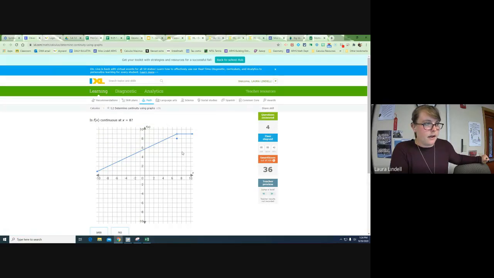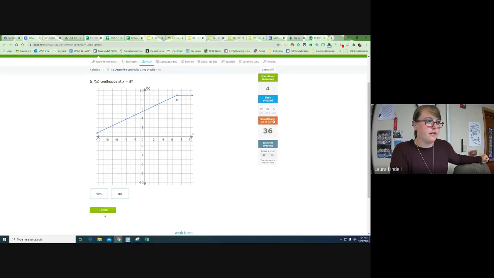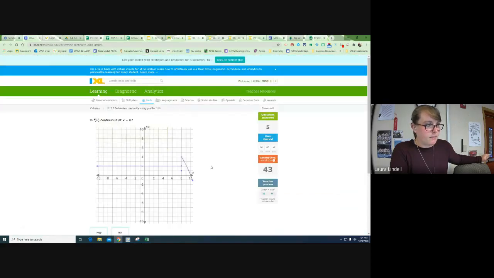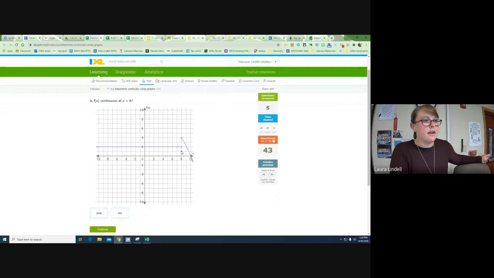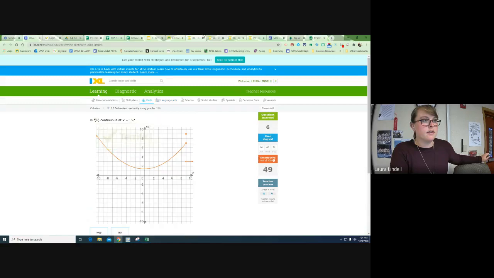Okay, at 8, again, yes, it is continuous there. It's not continuous at 7. Come on, is it ever going to give me one where it's not continuous? There we go. At x equals 8, this graph is not continuous. Okay, so hopefully we get the idea on that one.